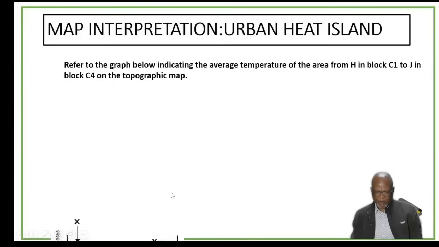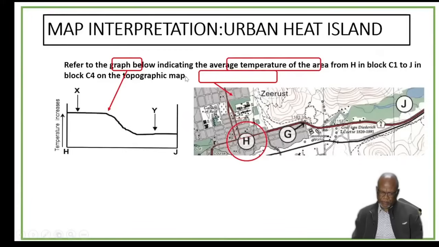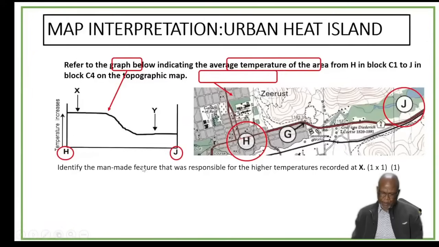Now, let's look at your map interpretation. Here is the question. Refer to the graph below indicating the average temperature of the area from H in block C1 to J in block C4 on the topographical map. Now let's look at the questions here. Identify the man-made feature that was responsible for the higher temperature recorded at X. So here is our point X. And now we have that. Why will the temperatures be higher?